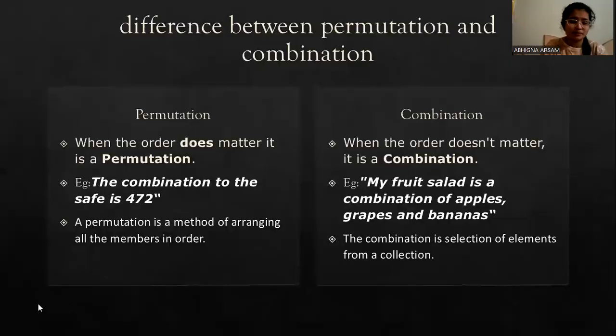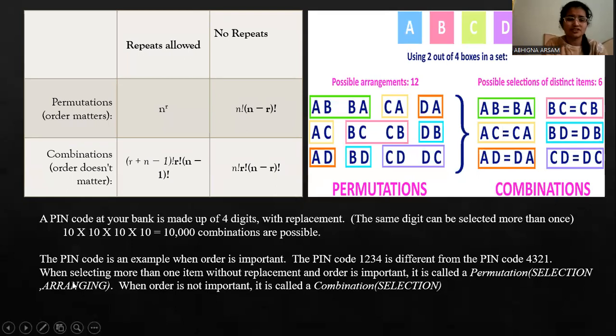Now let us sum up what we have discussed till now. When repetitions are allowed, in permutations we use the formula n power r. When there is no repetition, we use n factorial by (n minus r) factorial. For combinations, we use these formulas. I hope with the image you are clear about the differences between permutations and combinations.